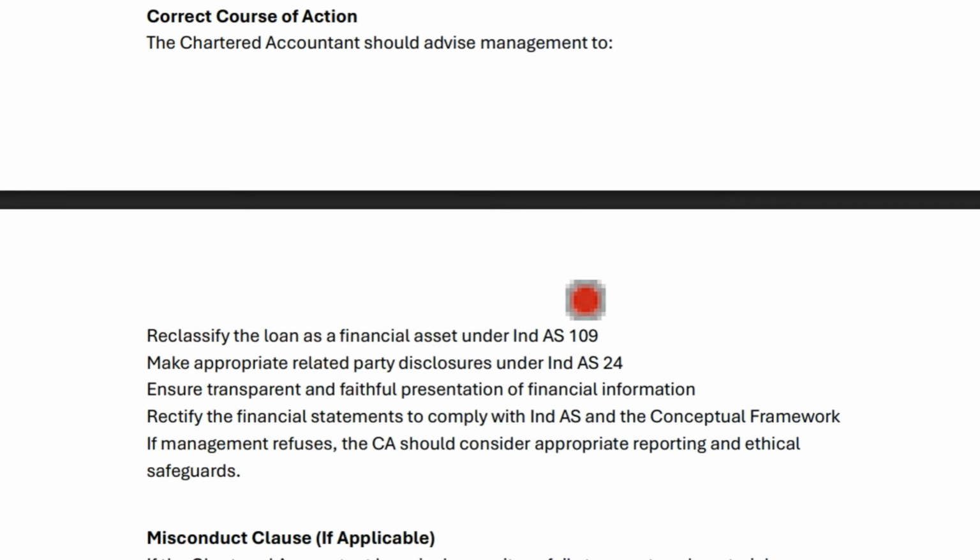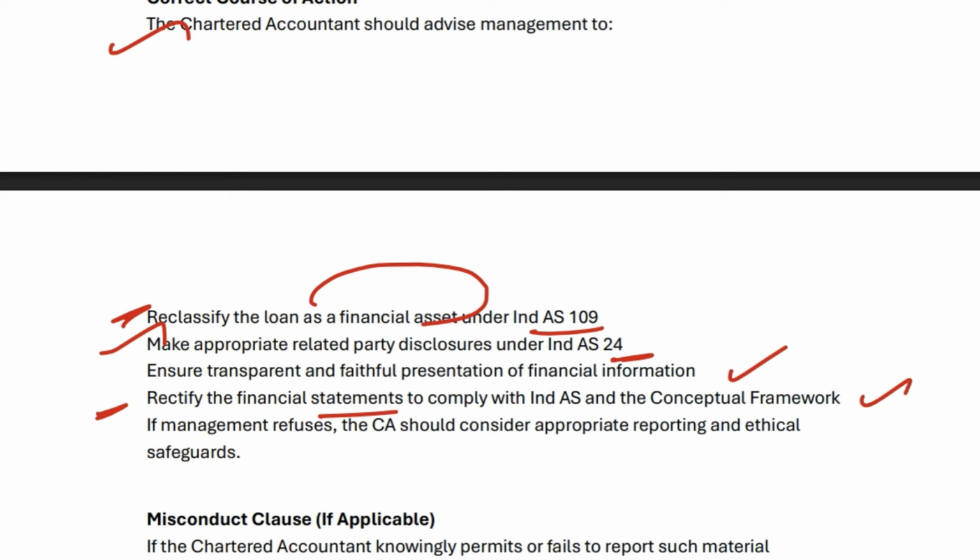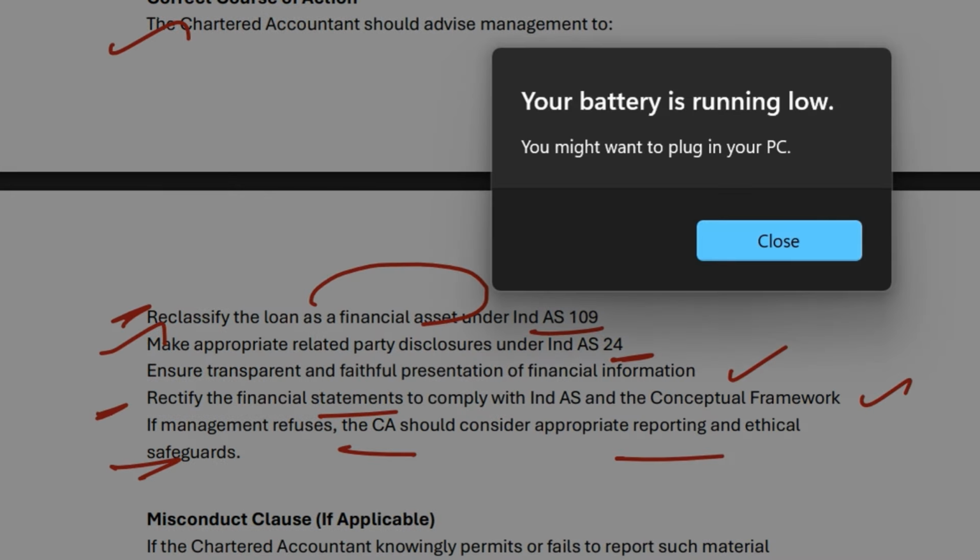Okay, yeah. So what is the correct action that the chartered accountant should do? Here the chartered accountant should advise the management to reclassify the loan as a financial asset under Ind AS 109, and make appropriate related party disclosure, ensuring transparent and faithful presentation of the financial information. You have to rectify the financial statements to comply with the Ind AS and the conceptual framework. If the management refuses to do this, then he should consider the appropriate reporting to the ethical safeguards.